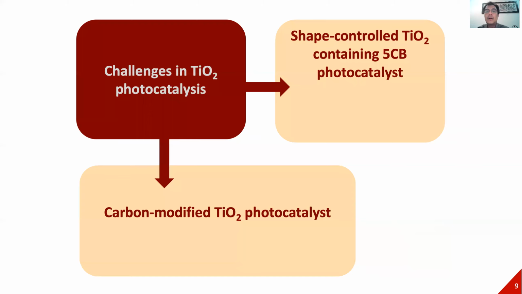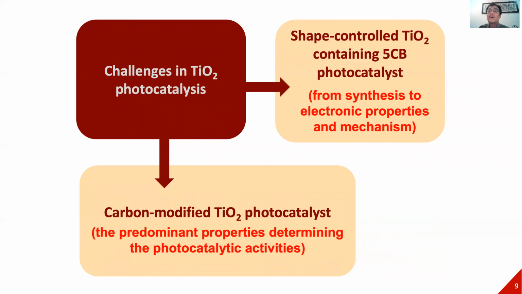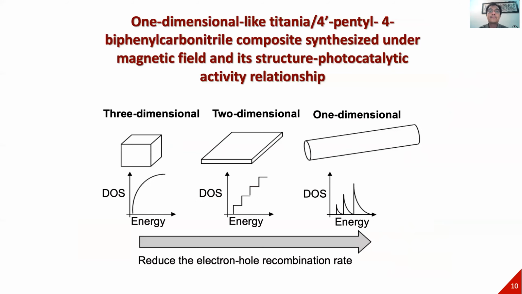So I will demonstrate two examples. Number one is a SEP-controlled titania containing 5CB liquid crystal photocatalyst. And the second is a carbon-modified titania photocatalyst, in order to know what the predominant properties determining the photocatalytic activity are.